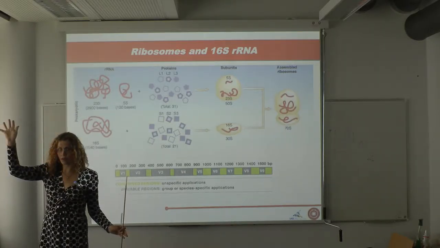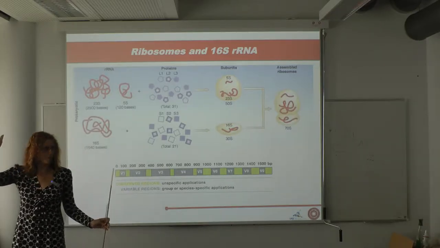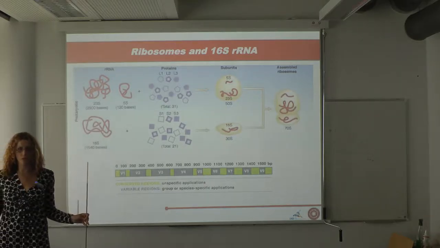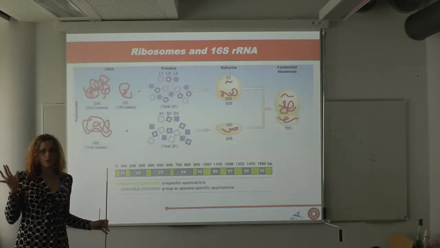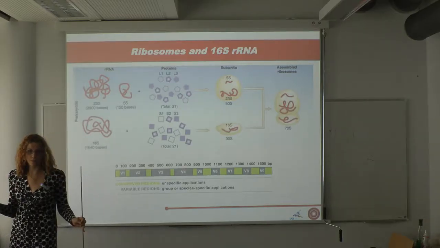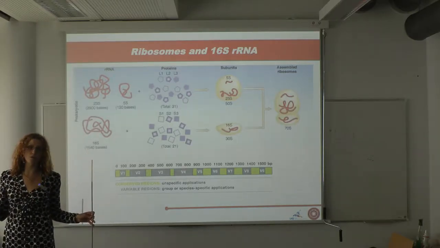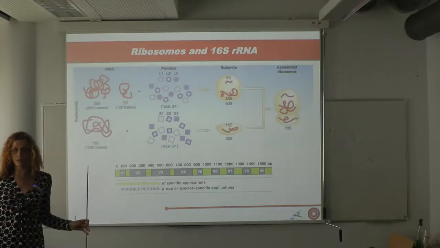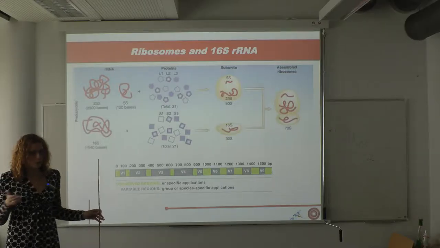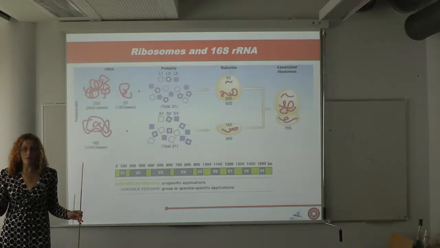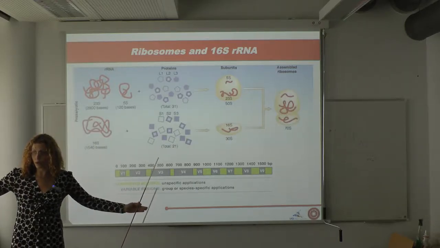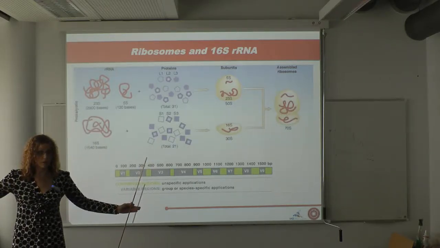Is that clear? Yeah. So there are conserved regions, things that don't change. And then there are variable regions. And if you make the assumption that the variable regions are not constrained by functionality of 16S RNA, therefore they are subject to neutral drift, to mutation at neutral speeds, at whatever the speed is. And then the more of these mutations you accumulate, the further away you guys are in evolutionary time.